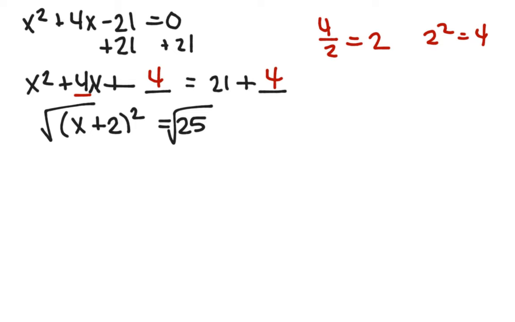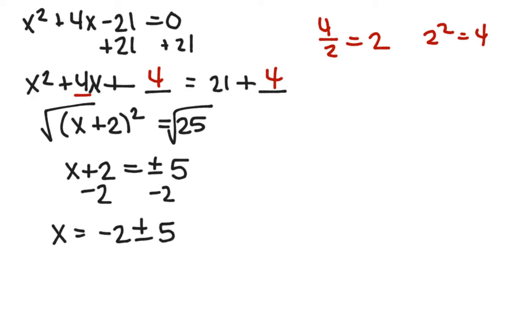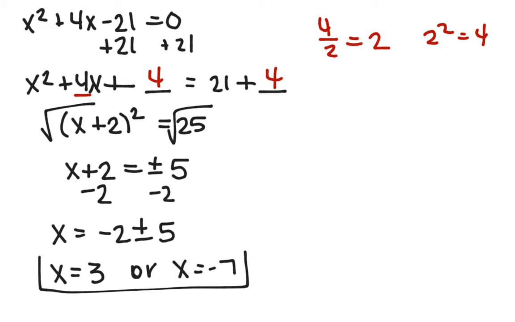Again, take the square root of each side. That gives me x plus 2 is equal to plus or minus 5. And finish by subtracting 2 from each side to solve for x. That gives me negative 2 plus or minus 5. Negative 2 plus 5 is 3. Negative 2 minus 5 is negative 7. So my two possible answers are x equals 3 or x equals negative 7.